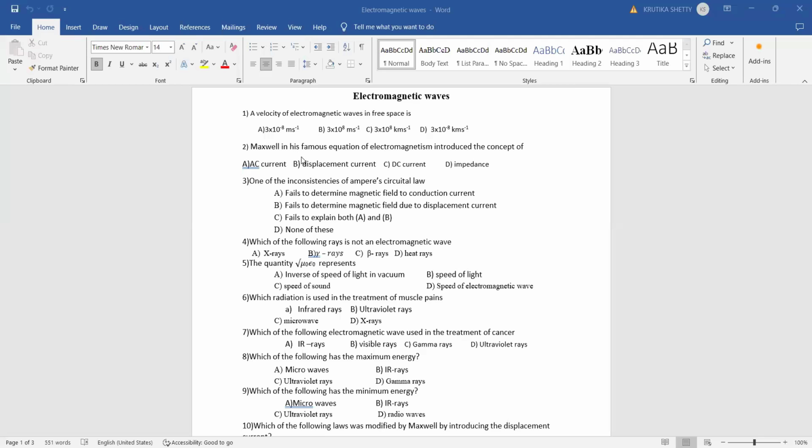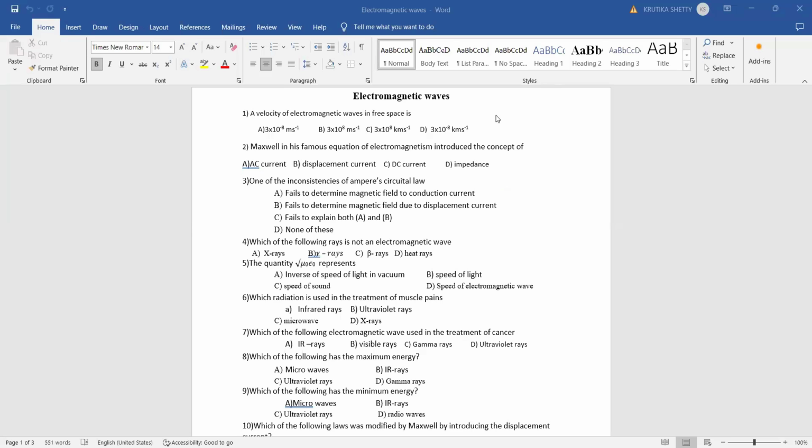Yes. So go for the next question. Maxwell in his famous equation of electromagnetism introduced the concept of, very simple question, AC current, displacement current, DC current, impedance. Option B, that is the displacement current. Okay. Go for the next question.